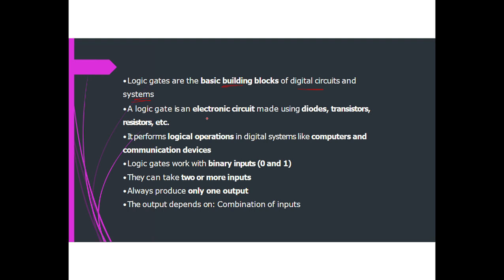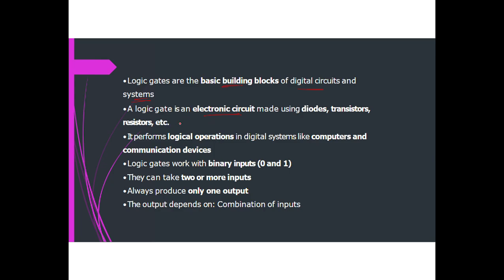A logic gate is an electronic circuit made using diodes. How is a logic gate made? By using logic gates we are building digital circuits and systems, but how do you build a logic gate? By using diodes, transistors, and resistors. By using these components we design these logic gates, and it performs a logical operation.